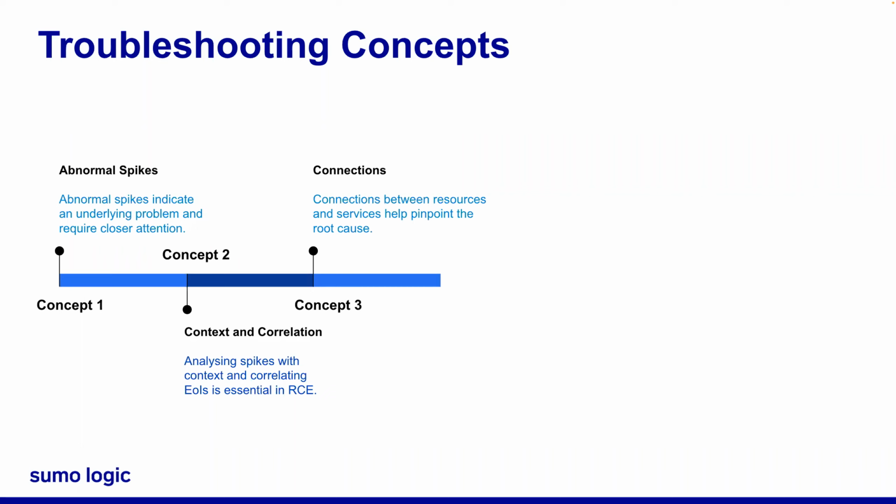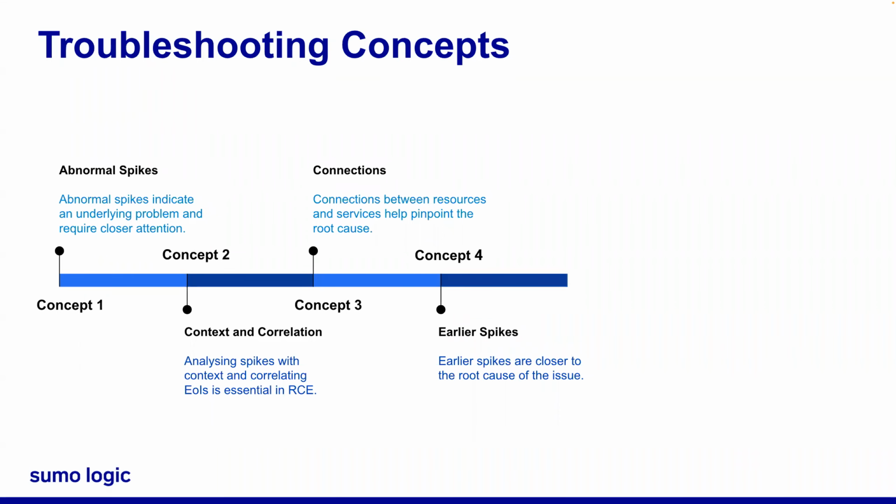The third concept is connections. Connections between the resources and the services will help us understand the topology in related EOIs and gauge the root cause. So those connections of what has occurred, very important. Knowing the connections between the resources and the services can help a user trace problems from top-level symptoms to upstream root causes.